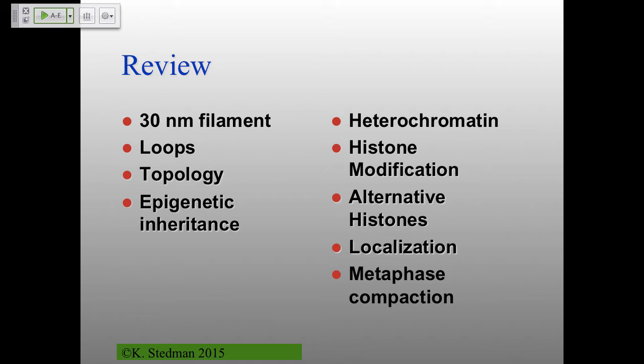So, okay, again, what I think that Dr. Bartlett talked about, I hope he talked about at least a little bit. I know we talked about the 30 nanometer filament already. That's what most of the chromatin looks like in most interphase nuclei. That's where you've got the multiple nucleosomes basically sort of stacked on top of each other.